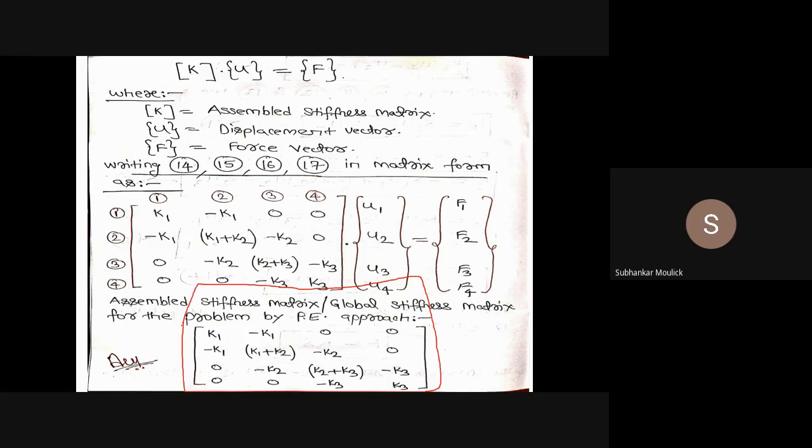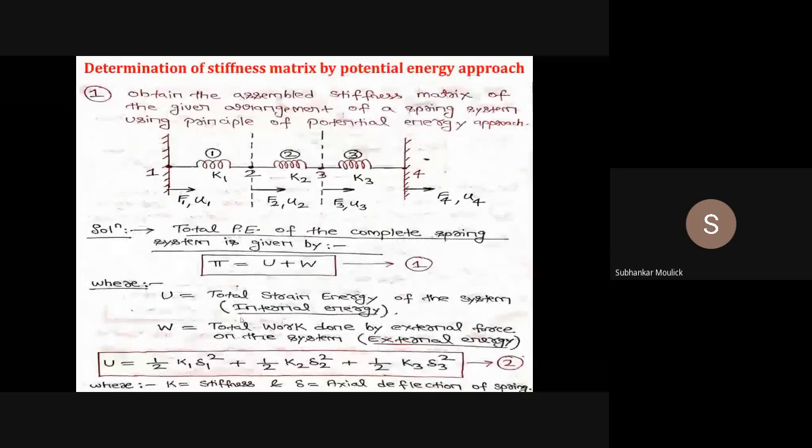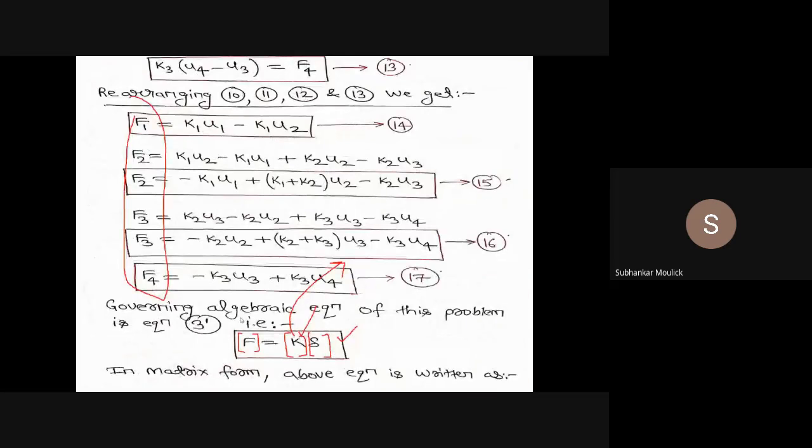That is the final assembled stiffness matrix. This is the procedure by which, with the help of the potential energy approach, we find the assembled stiffness matrix for a particular problem. This is the general approach. I hope it is clear to all of you. Okay?